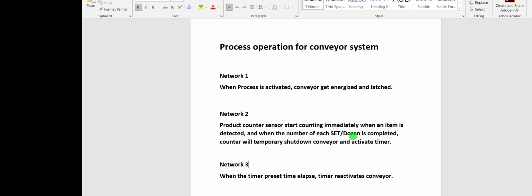Each time a dozen is completed, the conveyor is going to be on hold, then the timer will start. Then that particular set will be conveyed or moved out by another machine to another location. Then another set of a dozen will start producing, will start counting again. Okay, that is this counter.